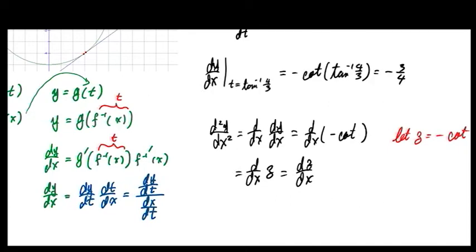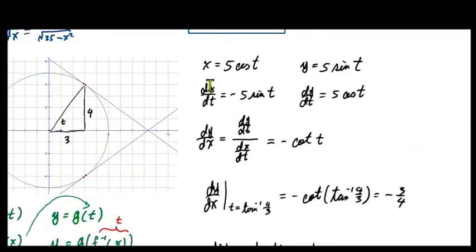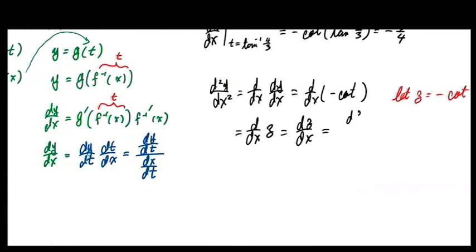This z is a function of t. X, of course, is a function of t. Can we just repeat the process all over again? Instead of x and y, now we have x and z, z being negative cotangent t. You get it? Yeah. So what that becomes is dz over dt over dx over dt all over again.